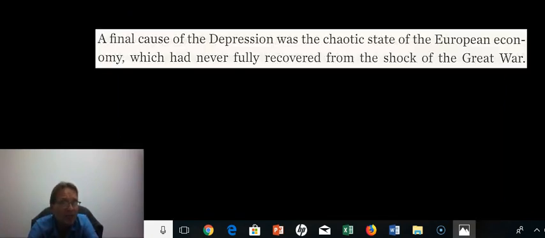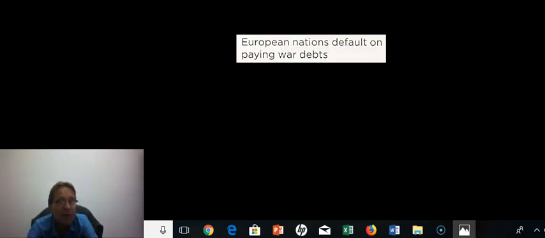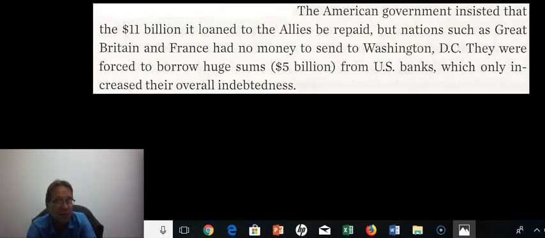A final cause of the Depression was the chaotic state of the European economy, which had never fully recovered from the shock of the Great War. European nations defaulted on paying their war debts, which the American government insisted that it be repaid. But nations such as Great Britain and France had no money to send to Washington, D.C.